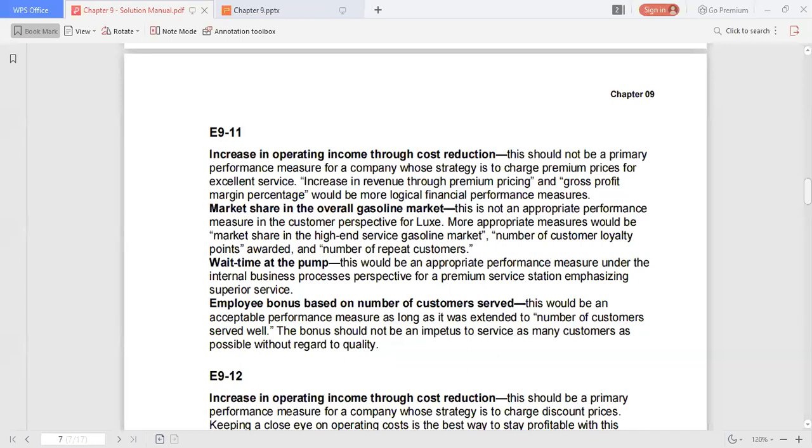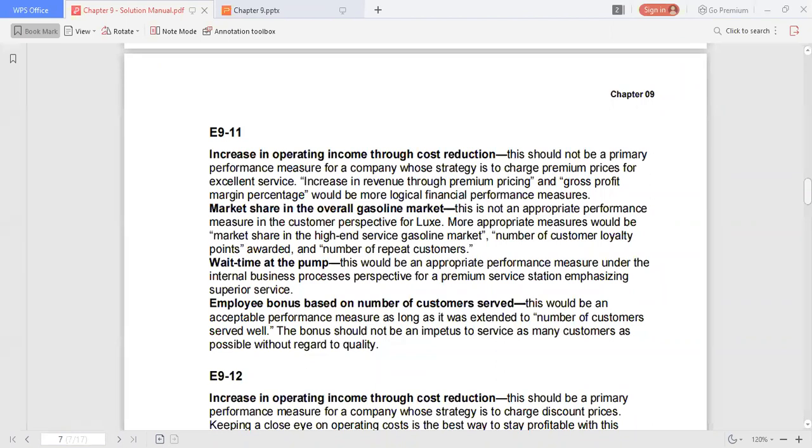Its balanced scorecard performance measures include increase in operating income through cost reduction, that's financial; market share in the overall gasoline market, customer; wait time at the pump, internal business process; and employee bonus based on number of customers served, learning and growth. Indicate whether each of these performance measures is appropriate given Luke's strategy. So, increase in operating income through cost reduction.